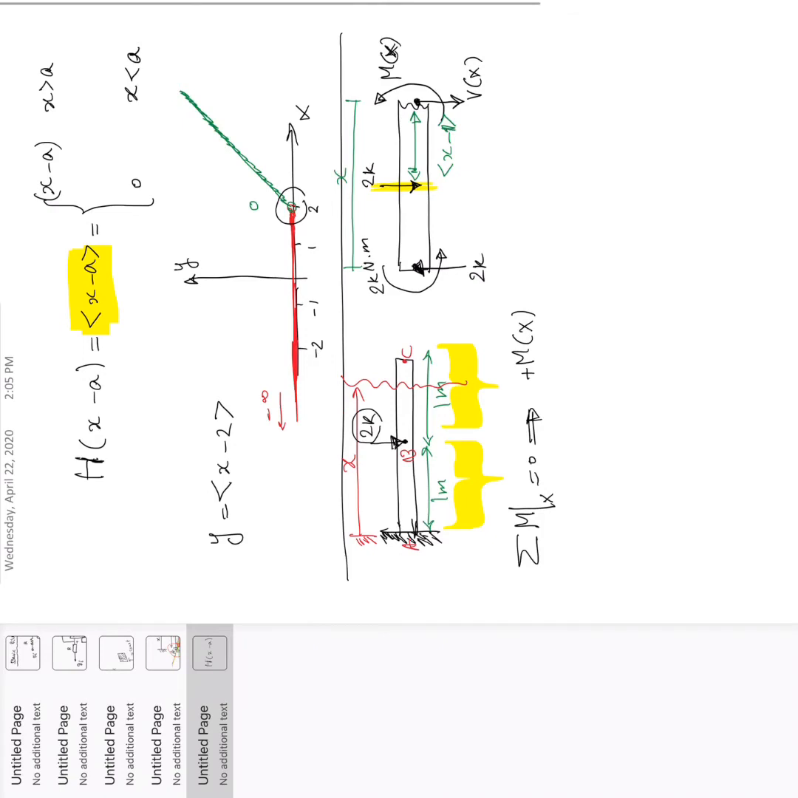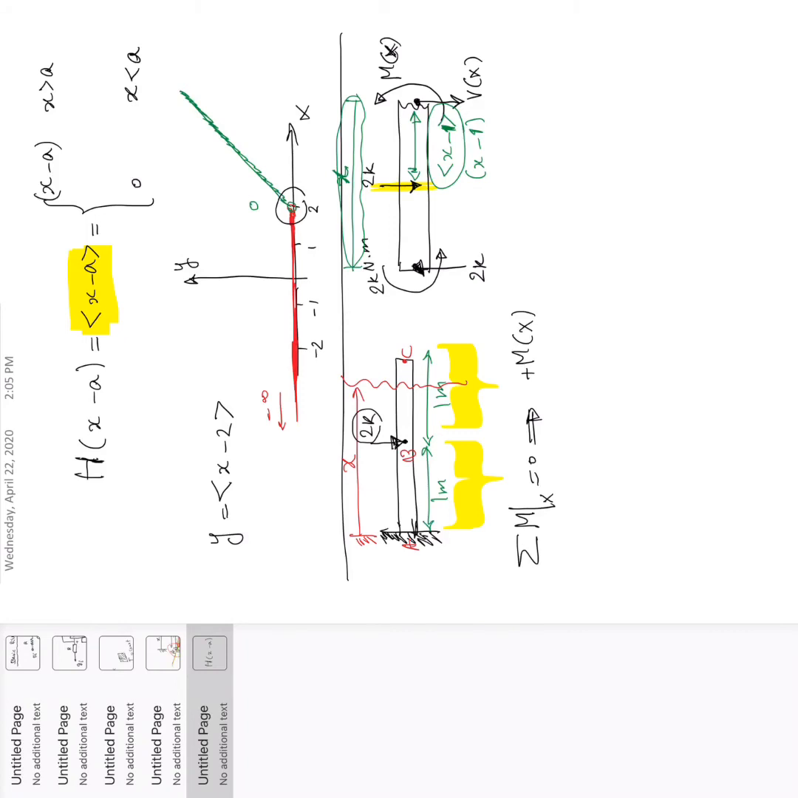Why didn't I use parentheses X minus 1? Because if my cut, look at the cut, the X. You see this cut? If I scroll it to the left, just before the 2K force, there is no 2K, right? There is nothing. So I expect that my moment contributed from the 2K should vanish when my X is smaller than 1. That's exactly what the definition of the Heaviside function is doing for me. It's like a switch. Okay?